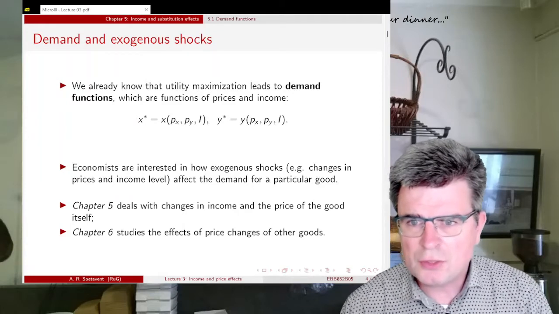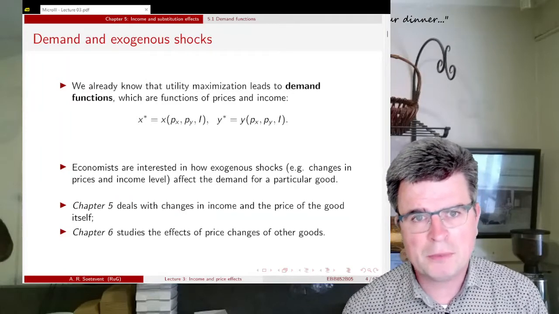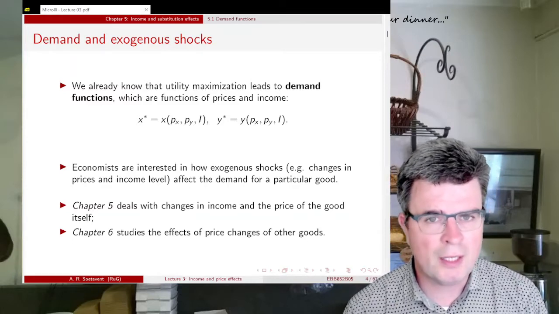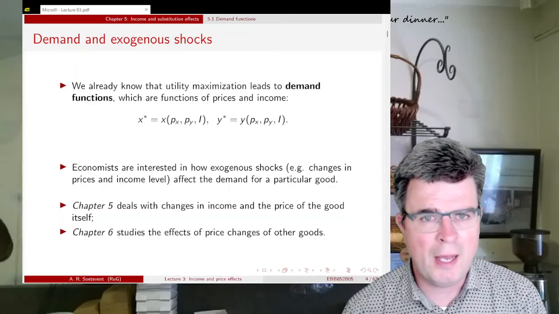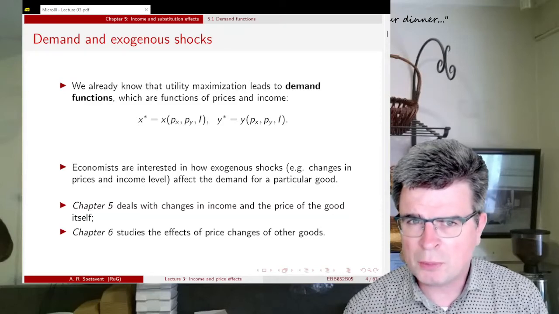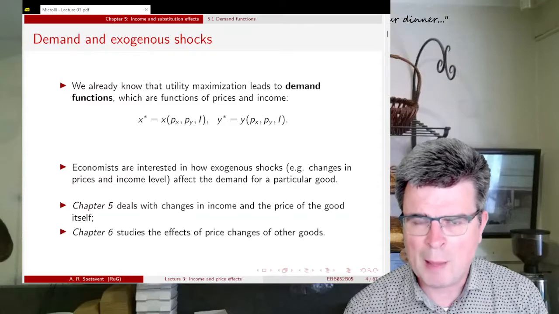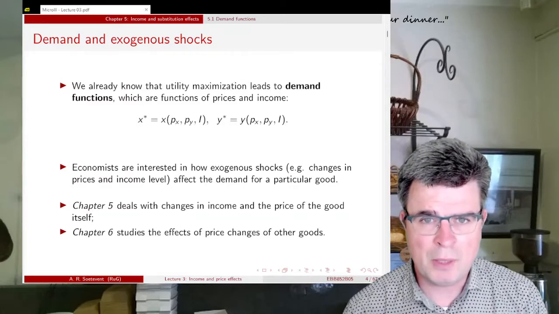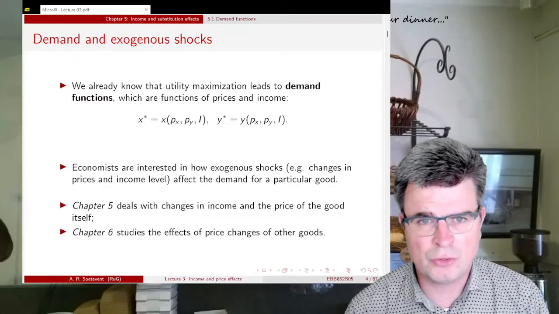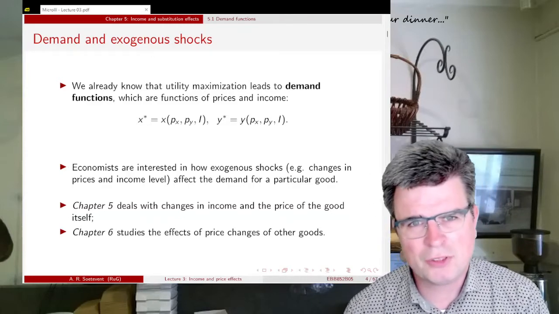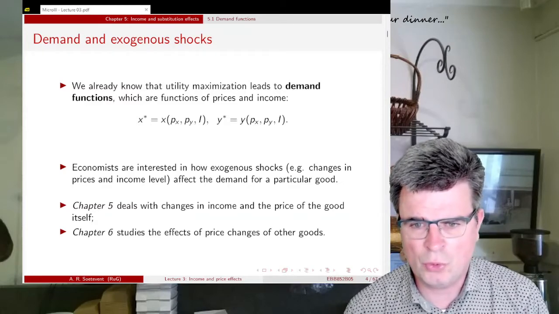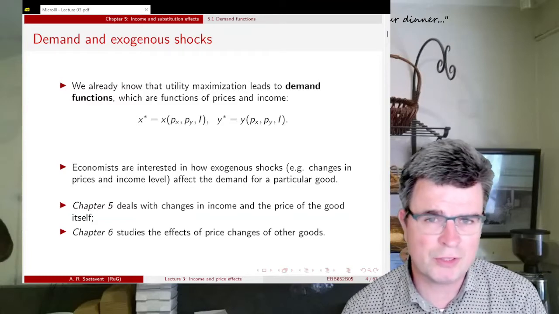From the previous lectures, we already know that people maximize their utility, and that culminates in a demand function. If it's a Marshallian demand function, it's a function of the prices of the goods and of someone's income I. What economists are particularly interested in is what happens to demand if there's an exogenous shock to the prices or an exogenous shock to the income. The shock may be positive or negative. How does that change the quantity demanded of a certain good? Chapters 5 and 6 deal with exactly this question.